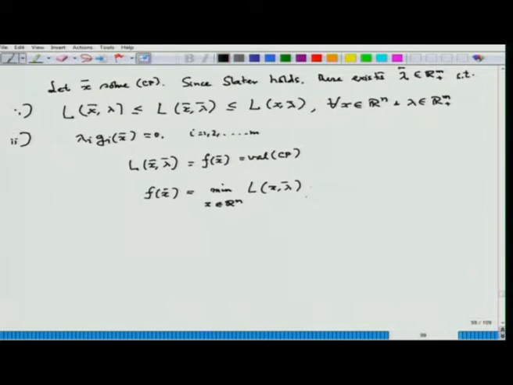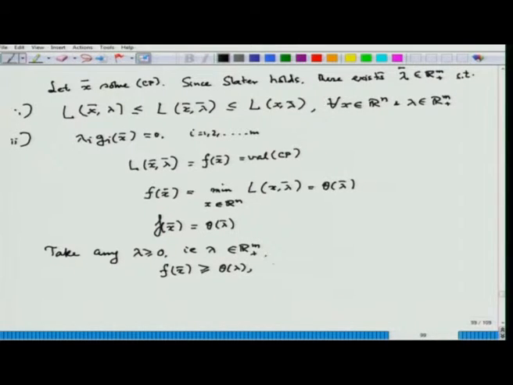Now, what is this by definition? This is nothing but theta of lambda bar. So, what I have is f of x bar is equal to theta of lambda bar. Now, take any lambda greater than or equal to 0, that is lambda an element of Rm plus, then what would happen is the following. You will immediately know that f of x bar is bigger than or equal to theta of lambda by weak duality.